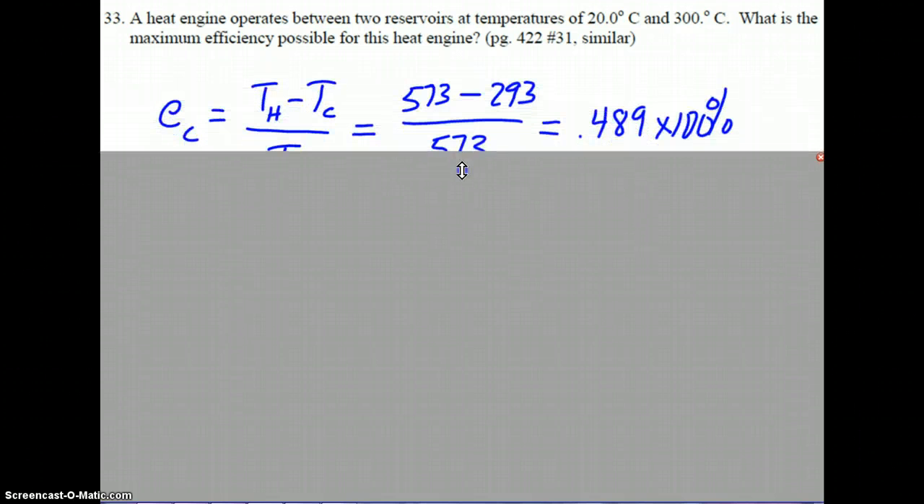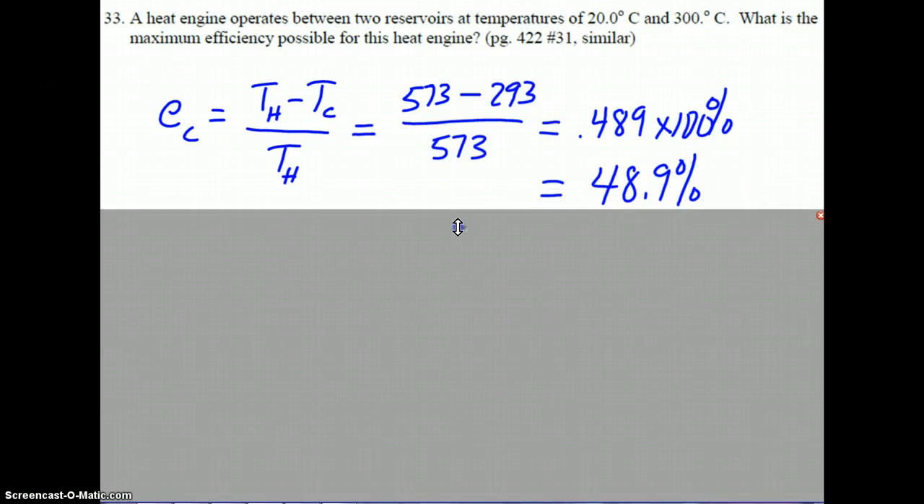So setting up the equation for the Carnot efficiency, EC equals TH minus TC over TH. Keep in mind that your temperatures have to be in Kelvin. Make those conversions as appropriate. 573 minus 293 over 573. Do the calculation, 0.489. If you want to express it as a percentage, multiply by 100%, 48.9%. Pretty straightforward, easy problem for your first efficiency calculation.